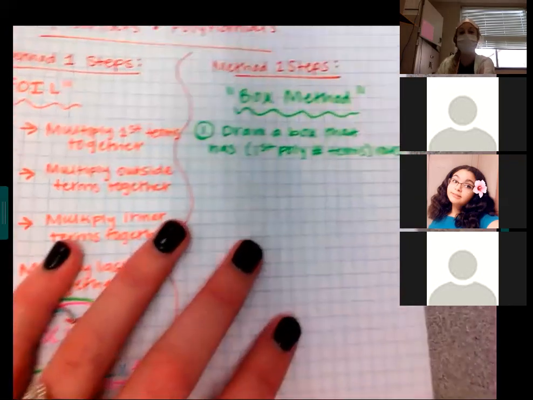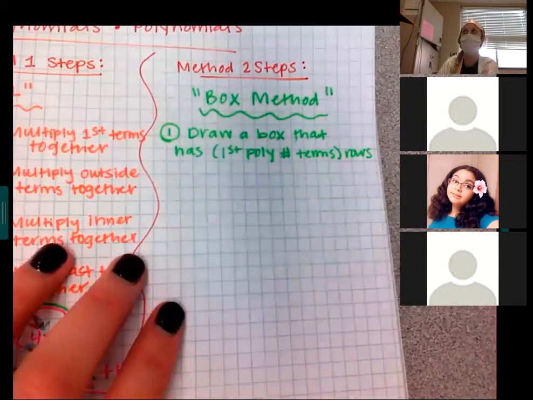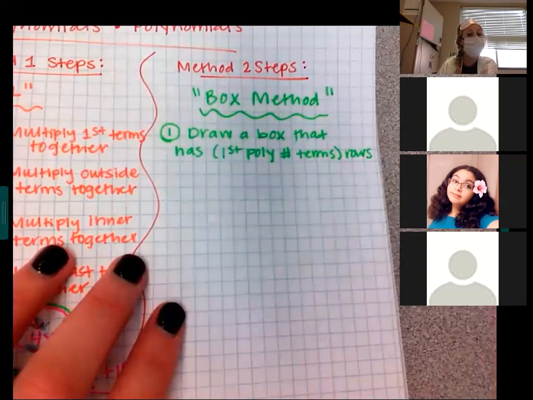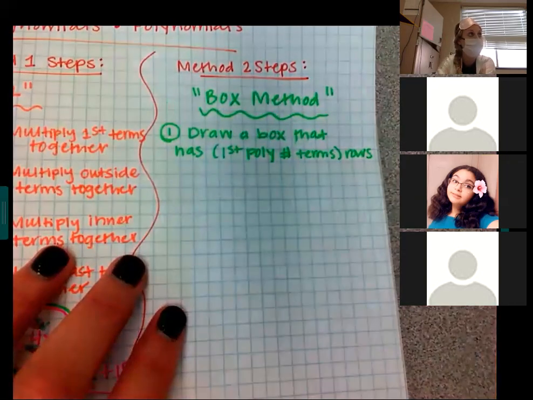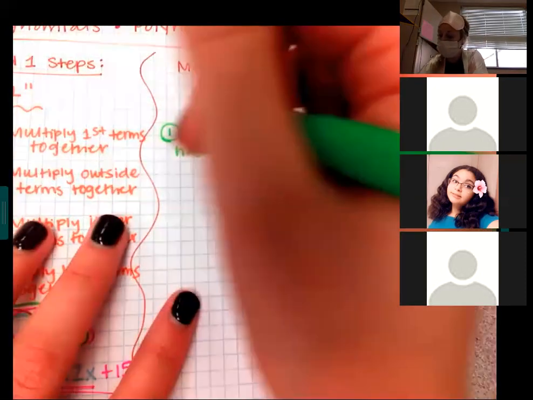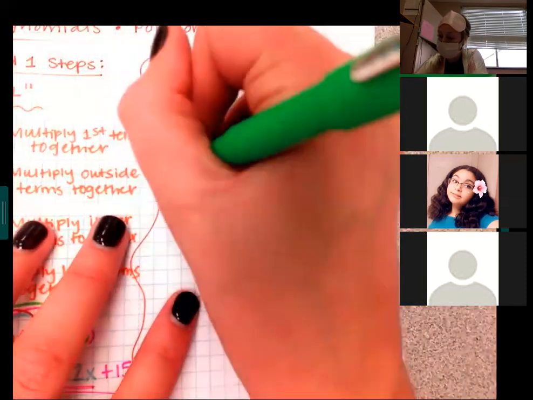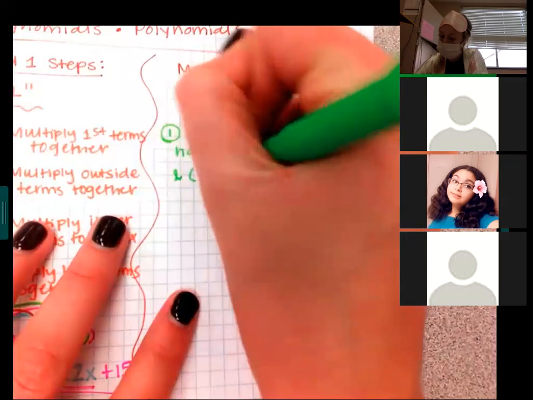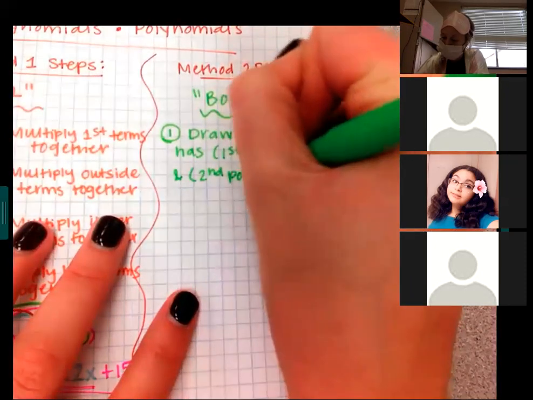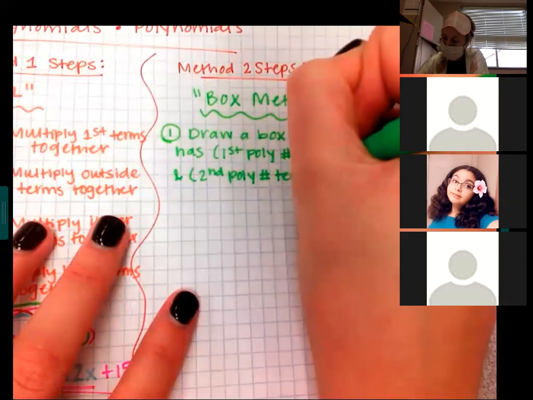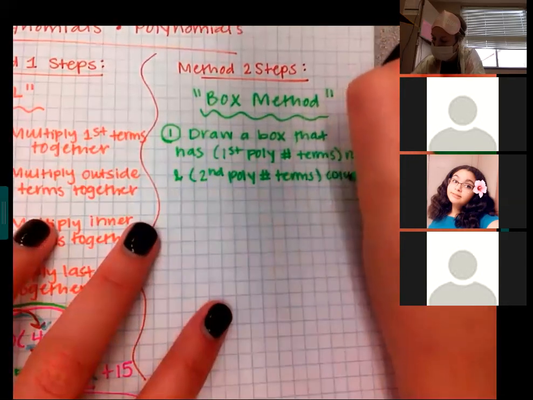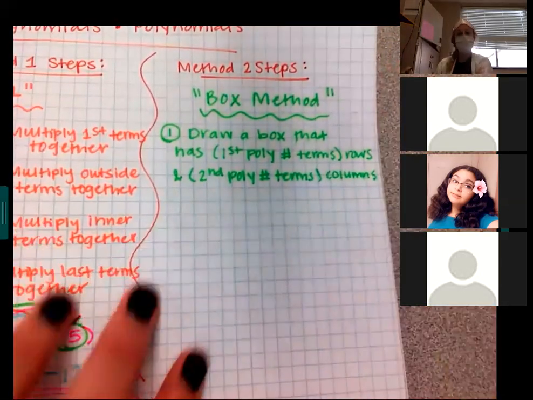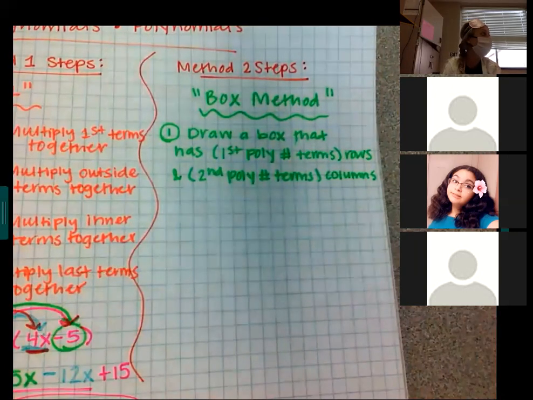You need me to zoom in, Brooke? That green's kind of hard to see. Draw a box that has the first polynomial number of terms. You're going to make that many rows. Okay? And second poly number of terms, that's going to be your columns. It's going to sound confusing, but it's easier, I think, once you get it set up.